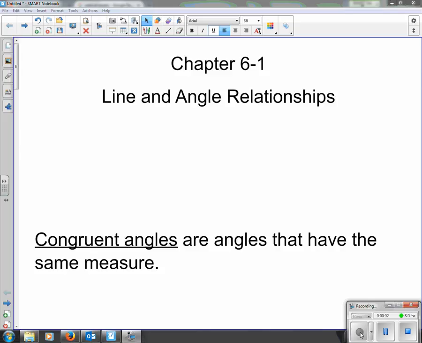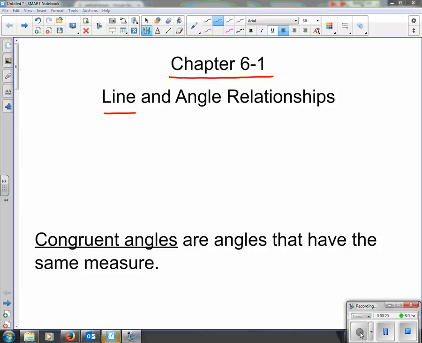Okay, today in this video we're going to look at Chapter 6, Section 1. So we're plowing on through with it, which is great. Moving at a good pace, so we're doing fine. And we're looking at line and angle relationships.